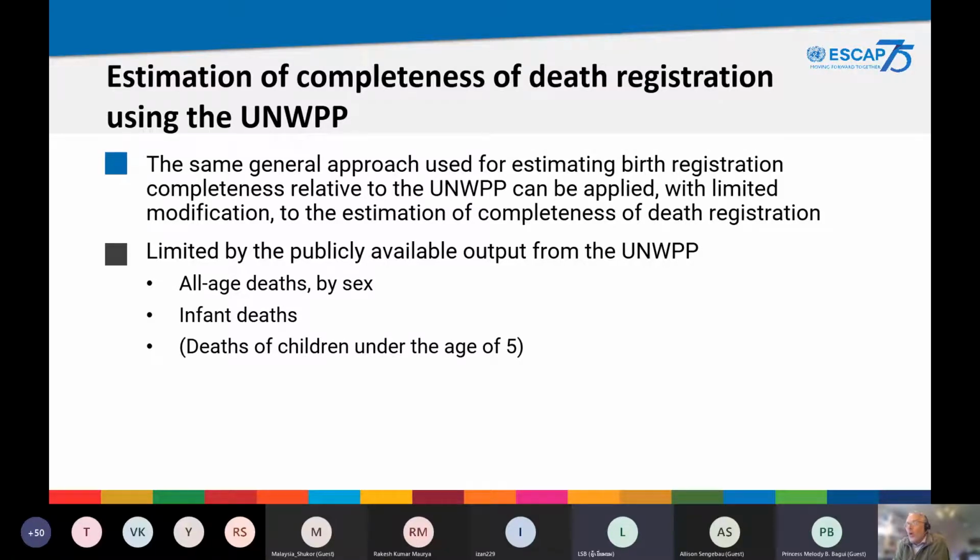What is produced and made publicly available by the UNWPP is, firstly, all age deaths classified by sex, so that's the deaths at all ages for males and females separately. For infants, total under the age of 1, and then also we're able to derive some estimate of children under the age of 5.